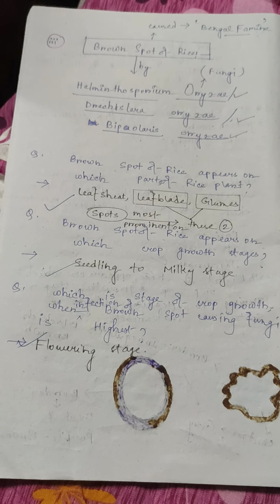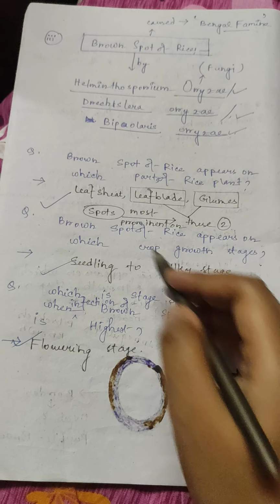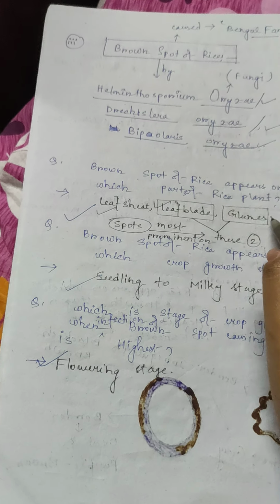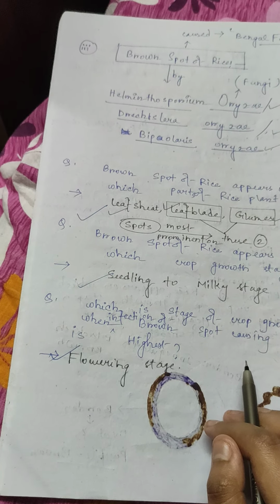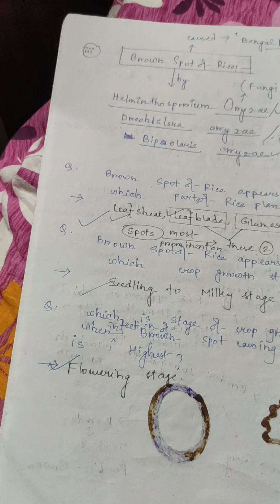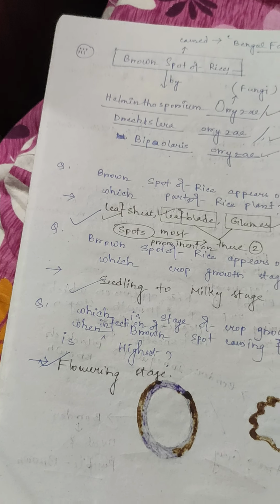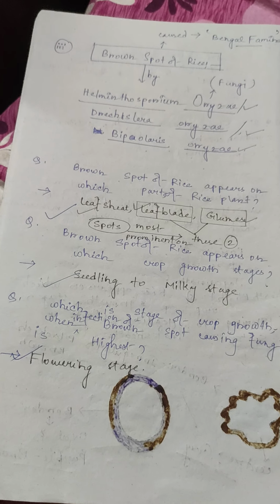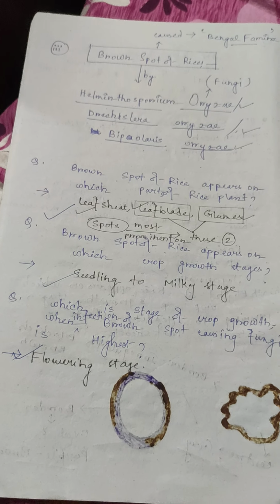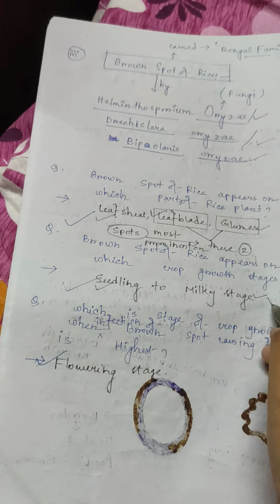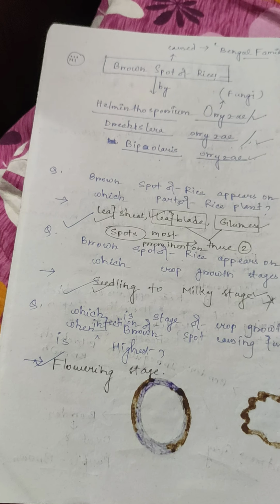Brown spot of rice appears on which part of the rice plant? Leaf sheath, leaf blade, glumes. Spots are most prominent on the leaf blade and glumes. Brown spot of rice appears on which crop growth stages? From seedling to milky stage.